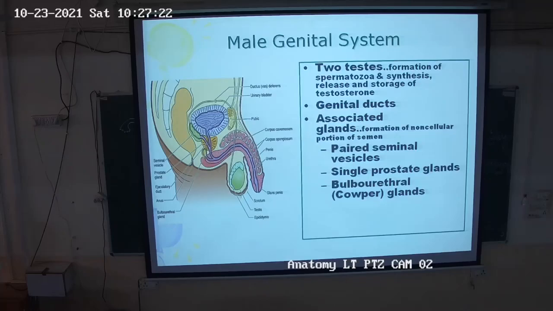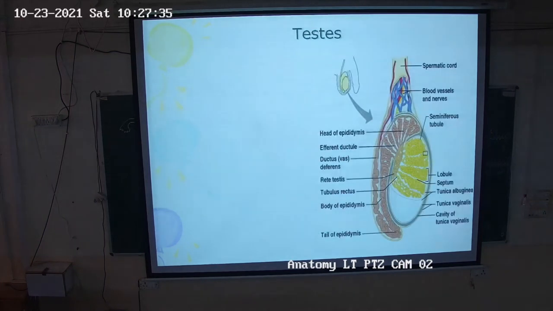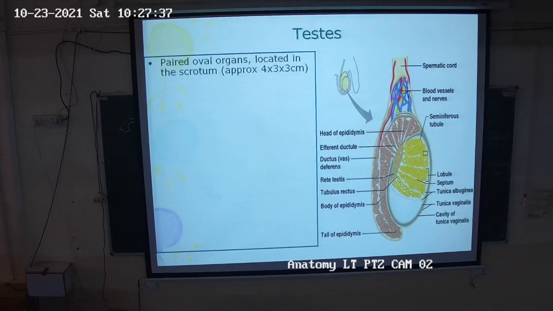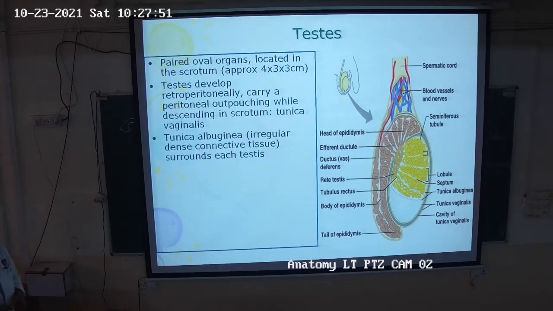The male reproductive system has two testes, genital ducts, and associated glands, which are the seminal vesicle, prostate gland and bulbourethral glands, and a copulatory organ, the penis. So, the structure of the testes: are you familiar with it? The visceral layer is the tunica vaginalis. Then it is covered by the connective tissue layer, which is the tunica albuginea.